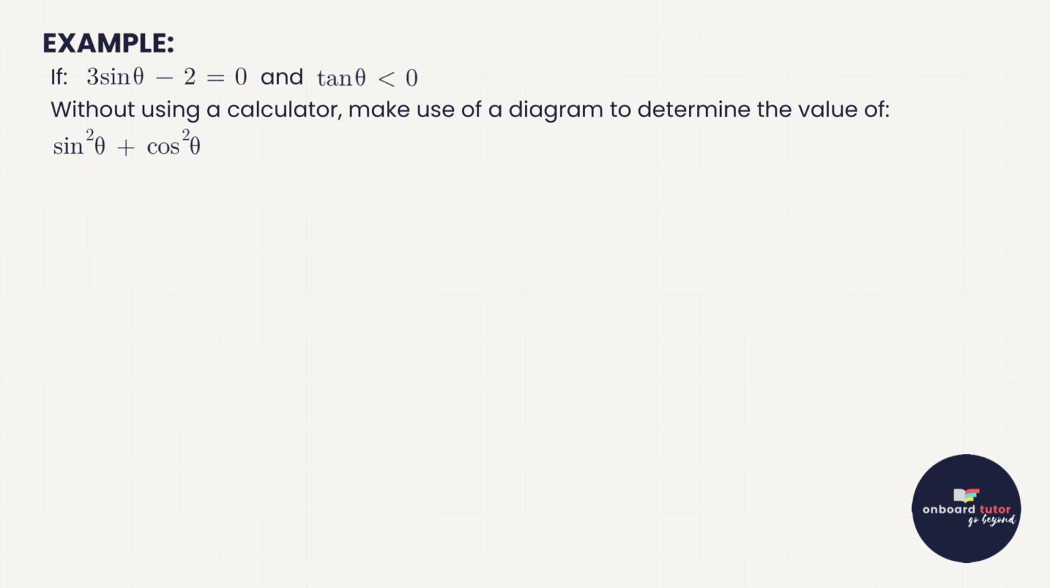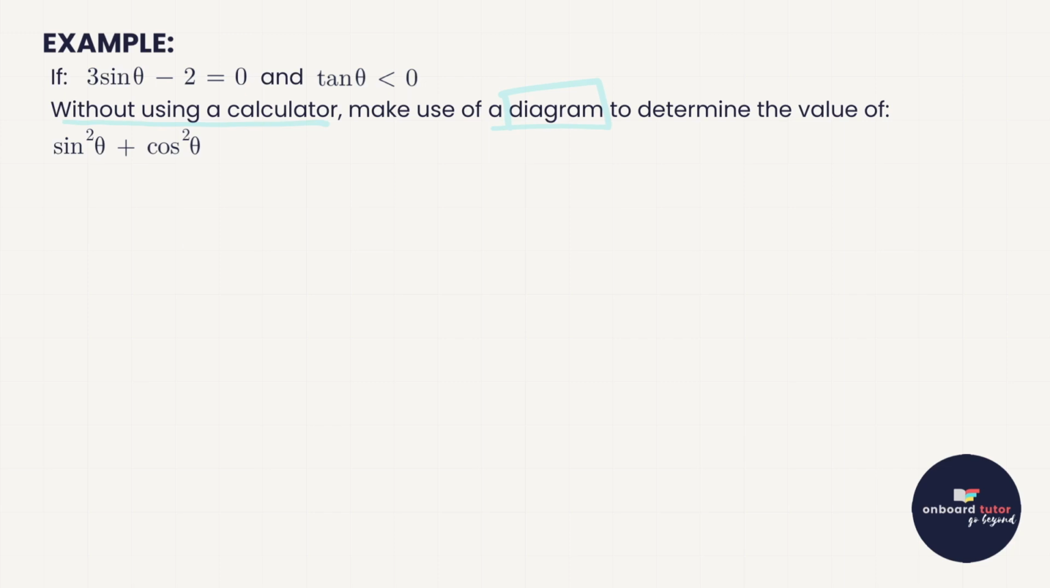So here is a typical grade 10 type question that we would have, and this can still be asked at grade 11 level, and sometimes, although very seldom, at grade 12 level too. Okay, so if 3 sine theta minus 2 is equal to 0 and tan theta is less than 0, without using a calculator, there are all these hints here that tell us that we're dealing with a Pythagoras type question. So without using a calculator, make use of a diagram to determine the value of.